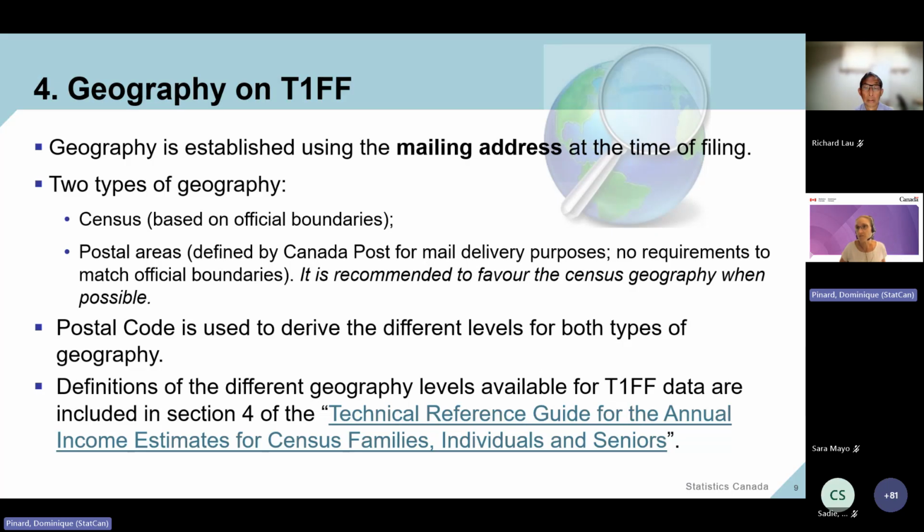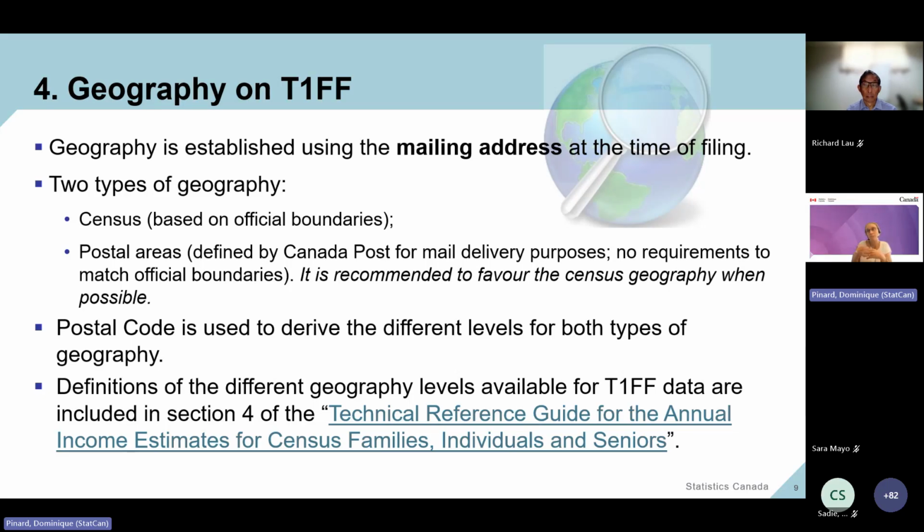If I talk about geography, there are two types of geography on the TIFF. They are derived using the postal code associated to the mailing address that I just discussed. Those types of geographical attributes are split between postal areas and census geography. The census geography is based on an official boundary established by the most recent census available at the time of release. There is a change in vintage of geography on TIFF every 5 years or so.